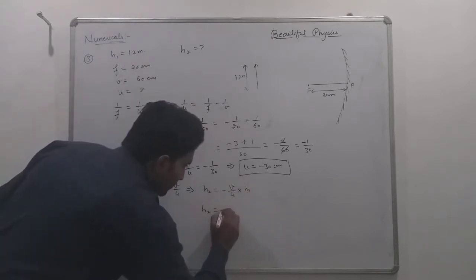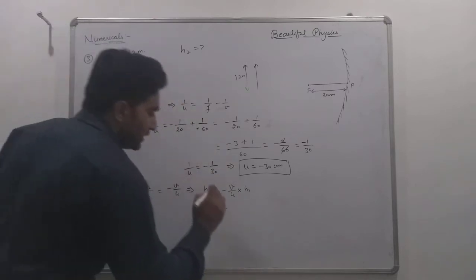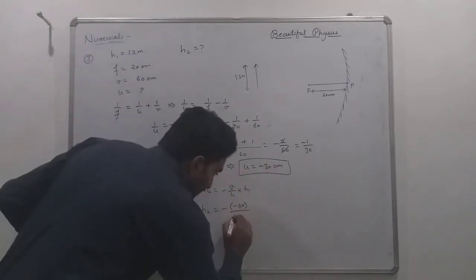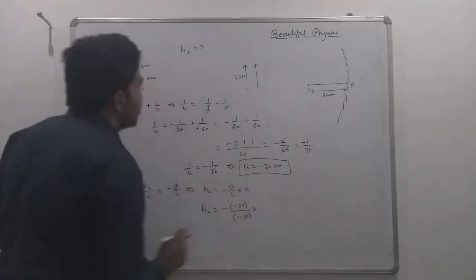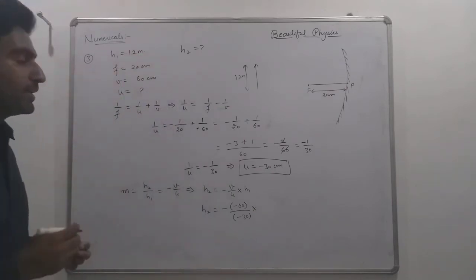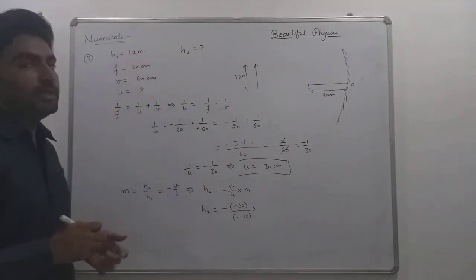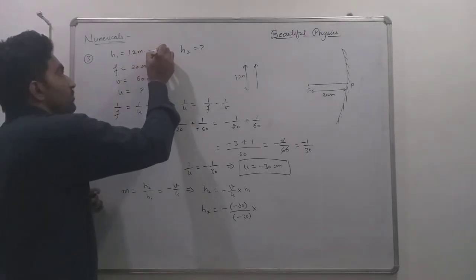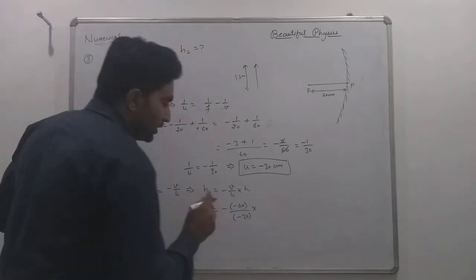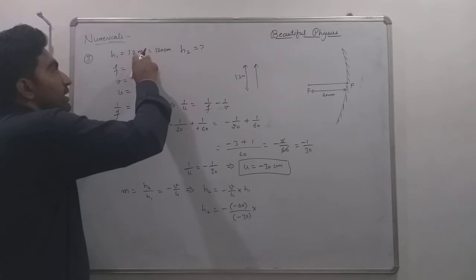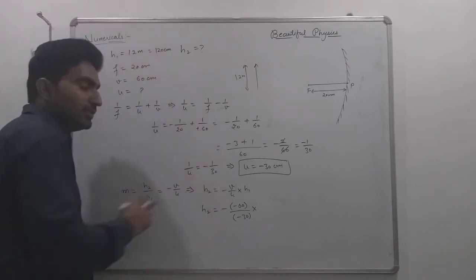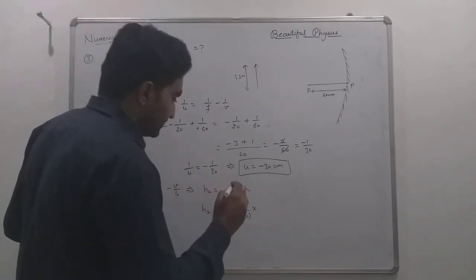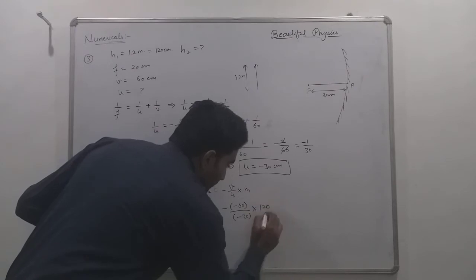So h2 will be equal to minus v. In place of v we will put 60 and it is minus 60 because the image formed is real, and u will be minus 30, and in place of h1 we will put 1.2 meter here. Here the height is given in meter, so we will use it in centimeter. When we convert it into centimeter, it will be equal to 120 centimeter. Here we have converted meter into centimeter because the object distance and image distances are in centimeter. So we have to use the same system of units. So we have 120 here.